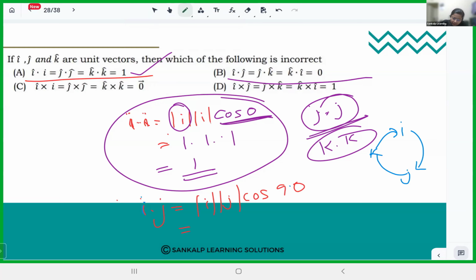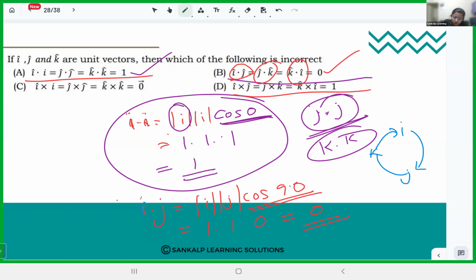So this is equal to magnitude of i is 1, magnitude of j is 1, and what is cos 90? Cos 0 is 1, cos 90 is 0. So 1 into 1 into 0 is equal to 0. So i dot j is 0. Then j dot k is 0, then k dot i is also 0. So that option is also true.